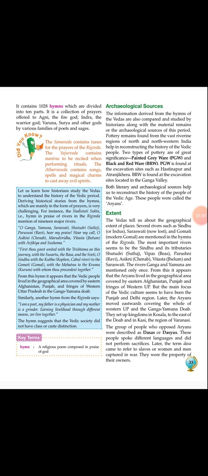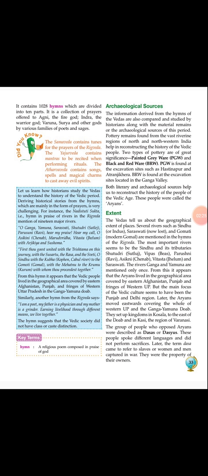Then we discussed that the main archaeological source of the Vedic period is pottery, of two types: painted grey ware and black and red ware. We also discussed that there was an Aryan group living in the Ganga-Yamuna Doab, who then set up their kingdoms in Kosala and Kashi, and another group called Dasa and Dasyu.